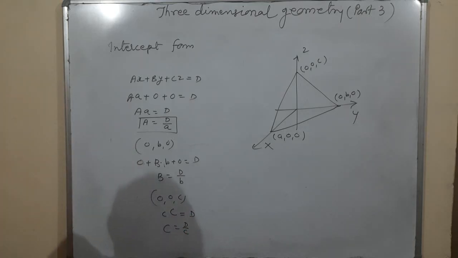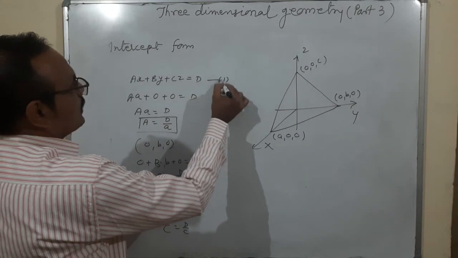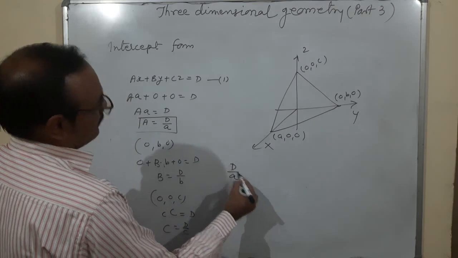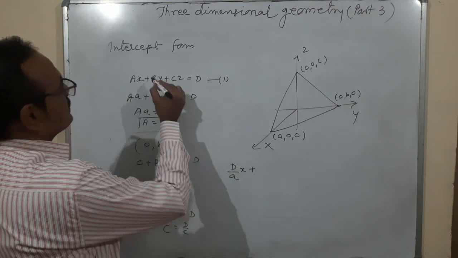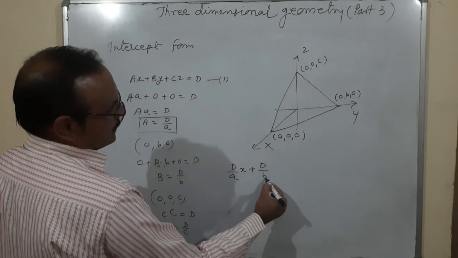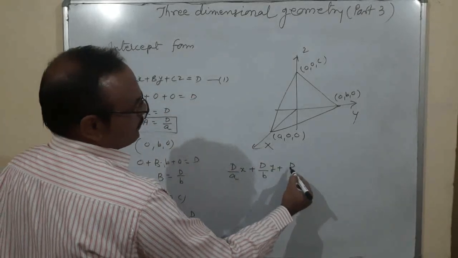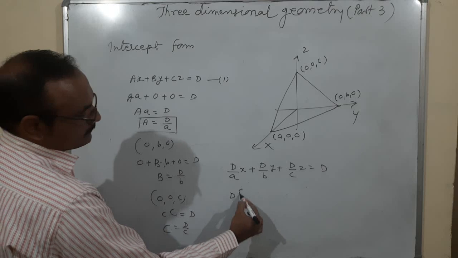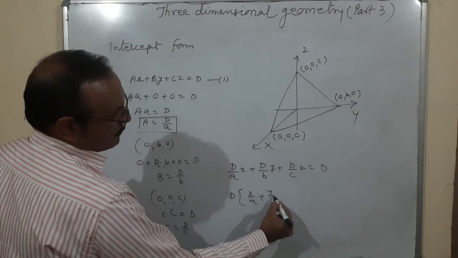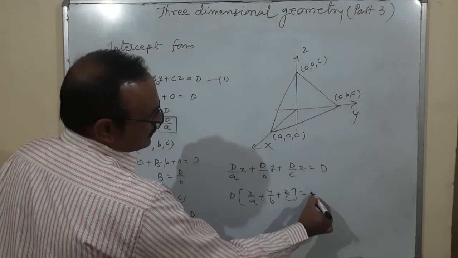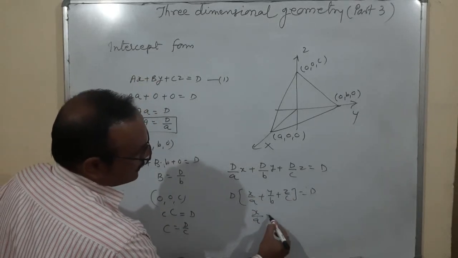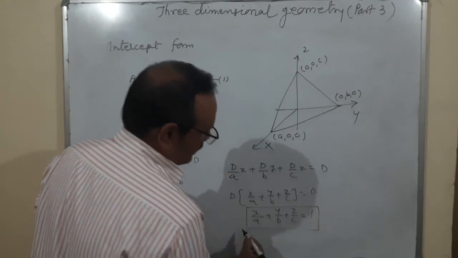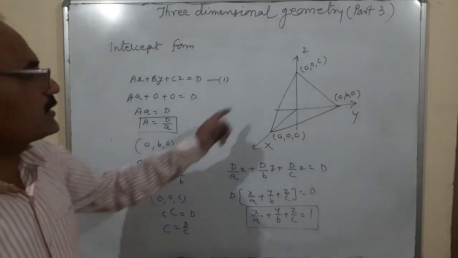So all these values, when we substitute here in equation number 1, so that is A, D upon A, X plus in place of B, D upon B, Y, and it is D upon C, Z is equal to D. So I'll take D common and cancel it. X upon A plus Y upon B plus Z upon C is equal to 1. So this is called the intercept form of the plane.